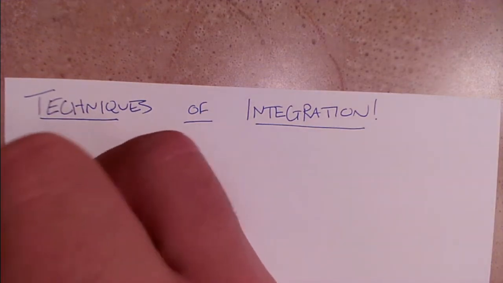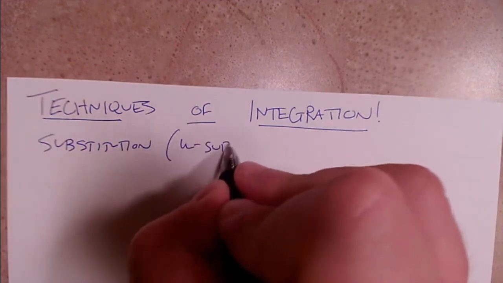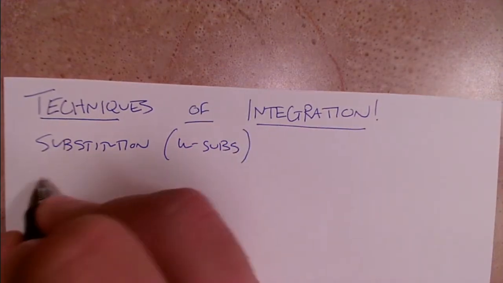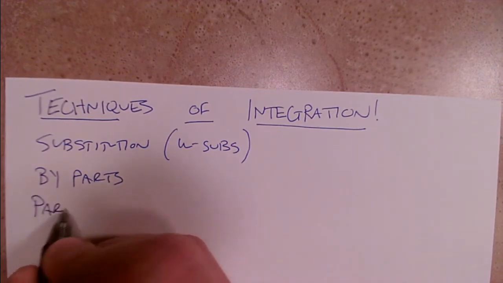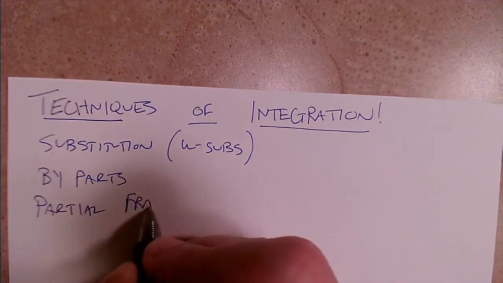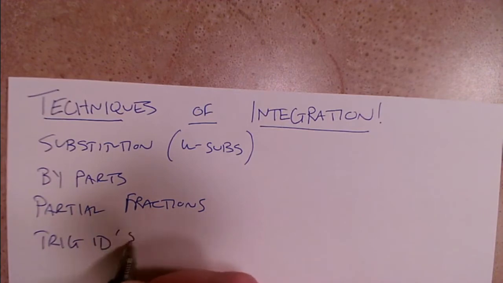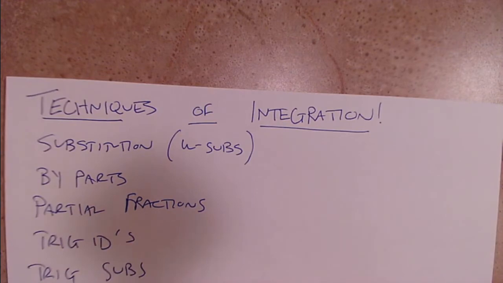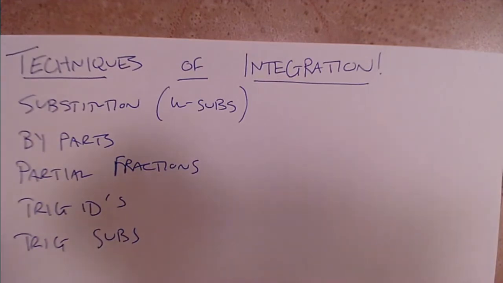So we're going to have substitution, or some people call those U subs. We're going to talk about by parts integration. We're going to talk about partial fractions. We're going to talk about trig identities. And we're going to talk about trig subs. Yes, there are more. There are very subtle, sort of trickier ways of integrating things, but these are the main 5 that you'll encounter in a Calc 2 course.